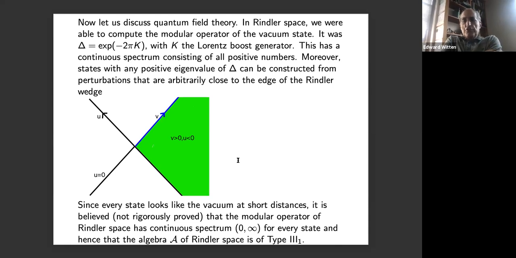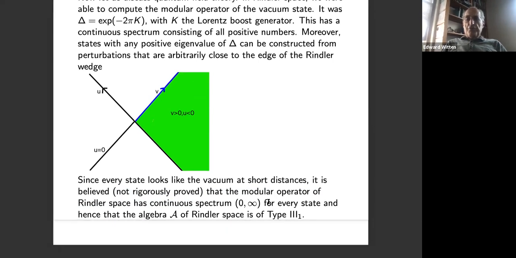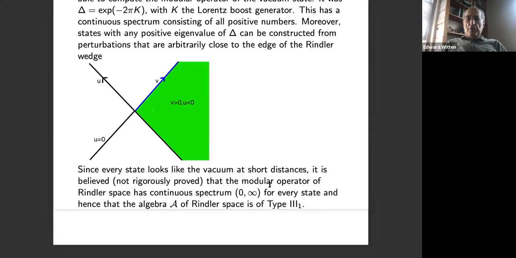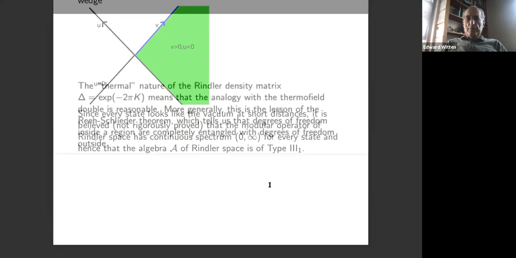Since every state looks like the vacuum at short distances, it's believed, I don't actually know to what extent it's rigorously proved, that the modular operator of Rindler space has continuous spectrum, 0 to infinity, for every state, and hence that the algebra is of type 3-1.